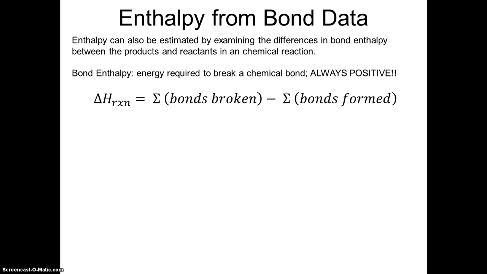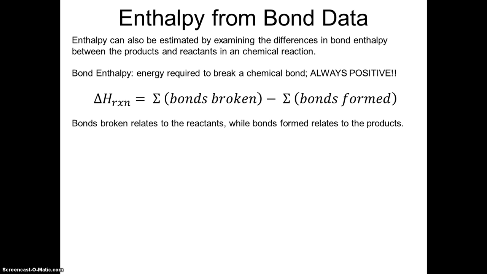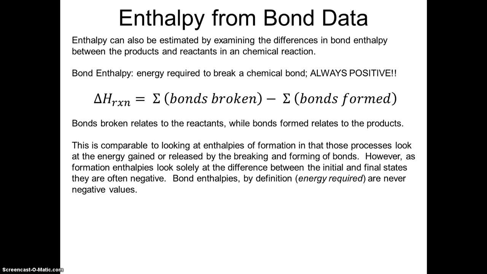So we can track it by saying that delta H reaction is equal to the sum of all bonds broken, energy required, minus the sum of all bonds formed, energy released. So bonds broken relates to the reactants and bonds formed relates to products. This is kind of like looking at enthalpies of formation, where we're looking at the difference between the energy stored in the bonds of the products and the reactants.